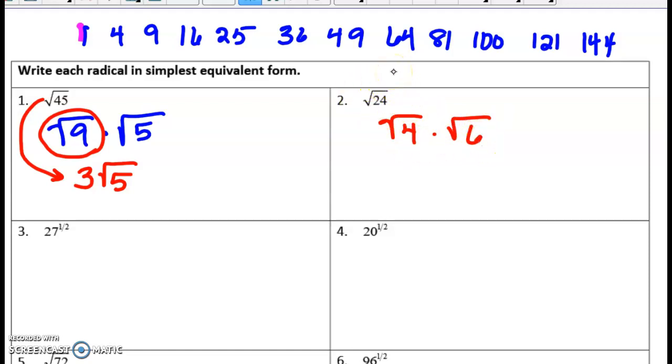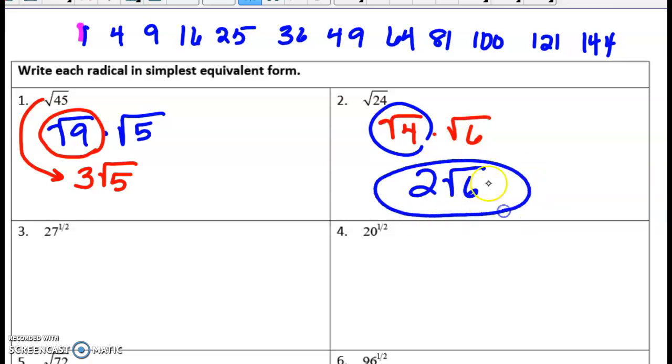There are a lot of numbers that divide into 24, but they have to be from our list. I always get kids that do like 8 and 3 or 12 and 2. One of the numbers has to be a perfect square. That's why I use these numbers I wrote up in blue. The square root of 4 we know is 2, and we don't know the square root of 6, so this would be an equivalent form, and this is the simplest equivalent form.